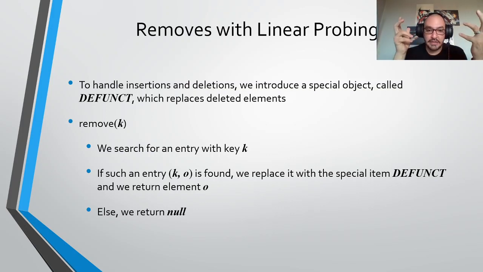So I apply my hash function to k. I find an index and I go to the index, I find the element, so I can't remove it. So instead of removing it, I'm going to replace it with the element defunct. So let's see why.